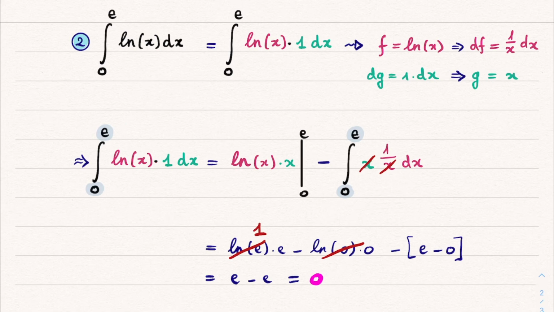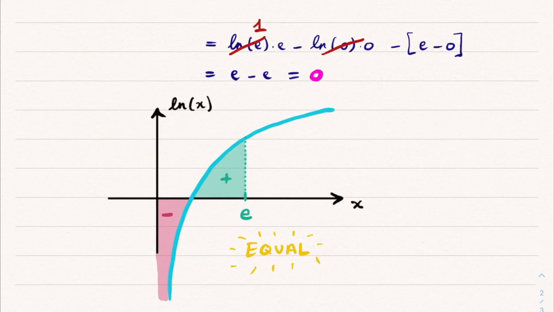Thus, if we look at it graphically, the negative area under the curve from 0 to 1 is exactly equal to the positive area from 1 to e. And this is how you use integration by parts to solve many integrals.